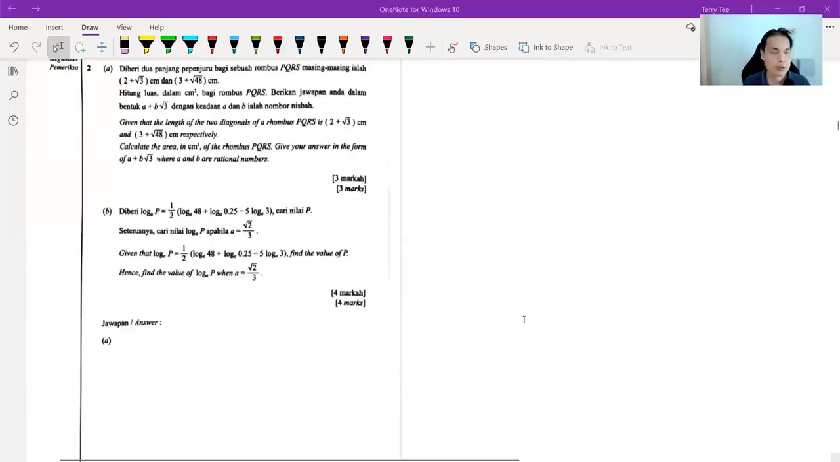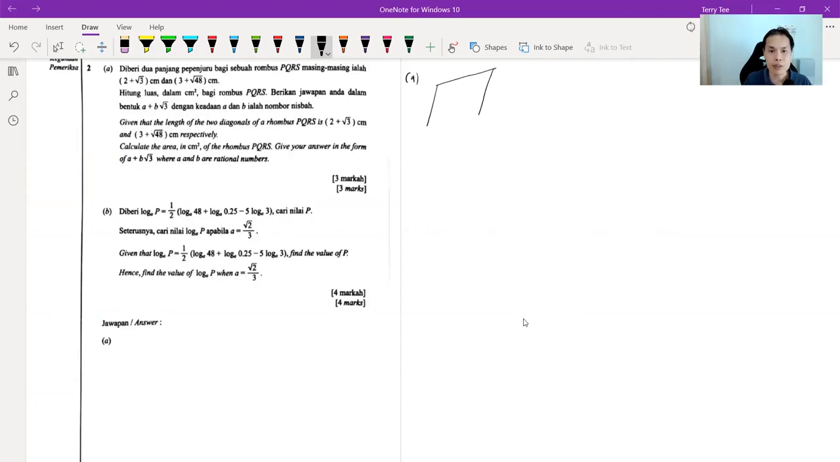Okay, let's move on to question number 2. This is from the chapter Indices, Surds, and Logarithm. The first part: we're given that the lengths of the two diagonals of a rhombus are 2 plus surd 3 and 3 plus surd 48. So let's do a rough sketch.